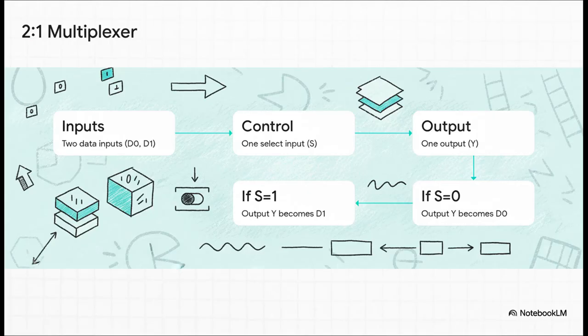Meet the multiplexer, or MUX for short. The easiest way to think about this is like a digital train switch. You've got 2 data tracks coming in, D0 and D1, and 1 track going out, Y. And then you have a select signal, S, which is like the switch operator. If S is 0, it connects the D0 track to the output. If S is 1, it connects the D1 track. It's a fundamental circuit for choosing between different streams of information.